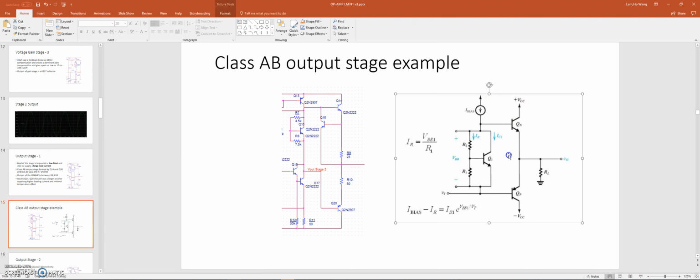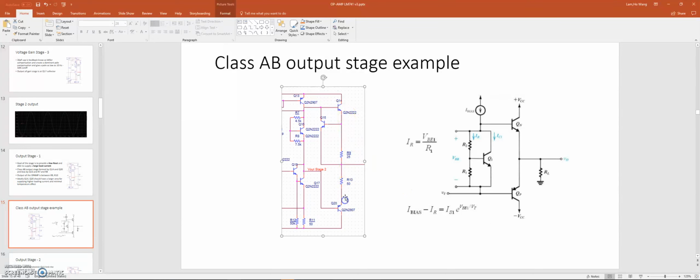And then here's an example of a typical Class AB configuration. We can see an NPN and PNP here. So this Q14 is an NPN. This is going to handle the positive side of the signal. When the signal is positive, this NPN is going to be turned on and amplify the positive side of the signal. And then on the bottom, this PNP is going to handle the negative side of the signal, amplify that one.